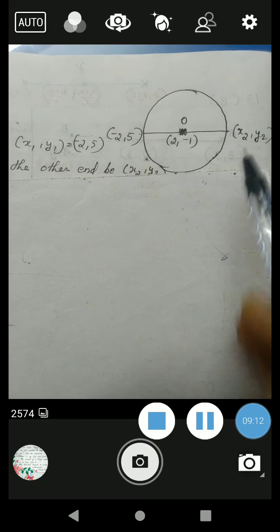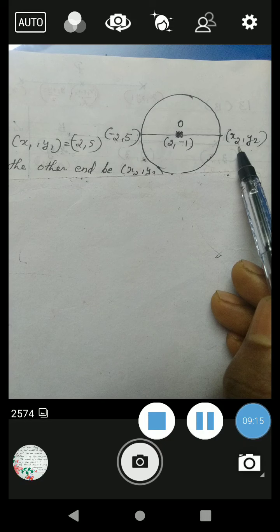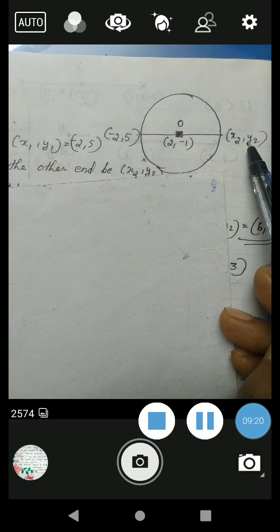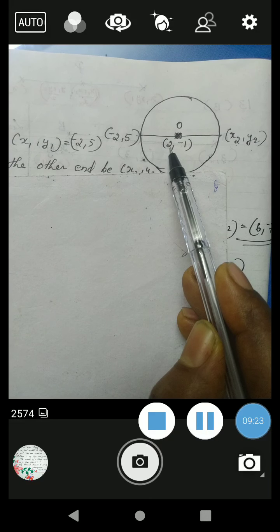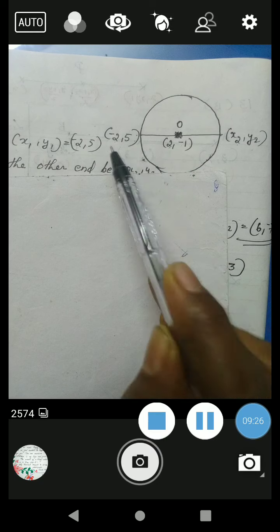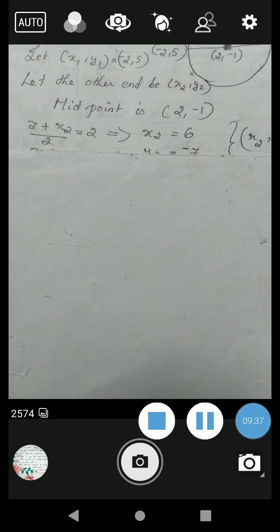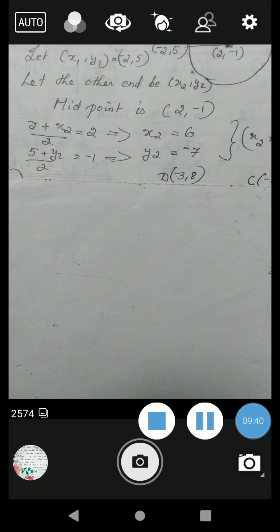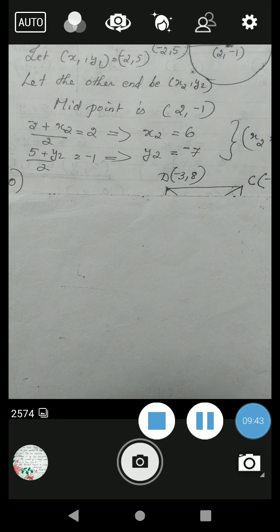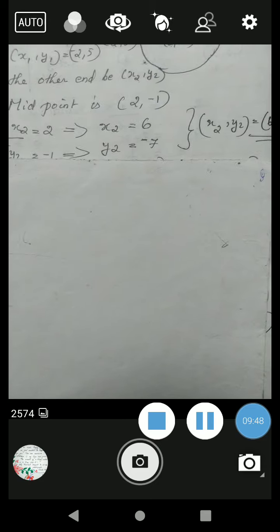Therefore, we can take the coordinates of the other end as x2, y2. This is x1, y1, this is x2, y2. So the x coordinate of the midpoint is (x1 plus x2) by 2, that is (-2 plus x2) by 2 is 2, which implies x2 is equal to 6. And (5 plus y2) by 2 is -1, which implies y2 is equal to -7. Therefore, the other end x2, y2 is (6, -7).